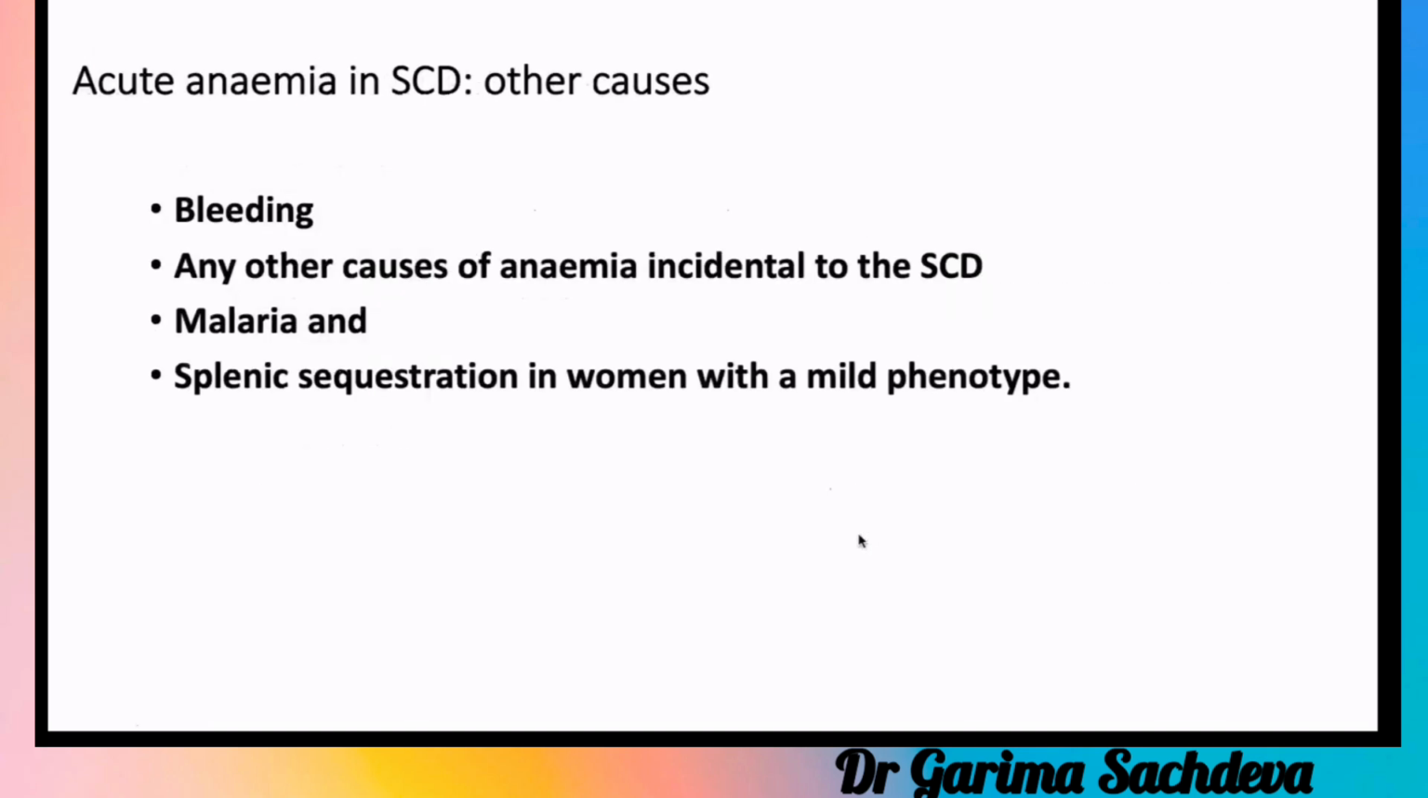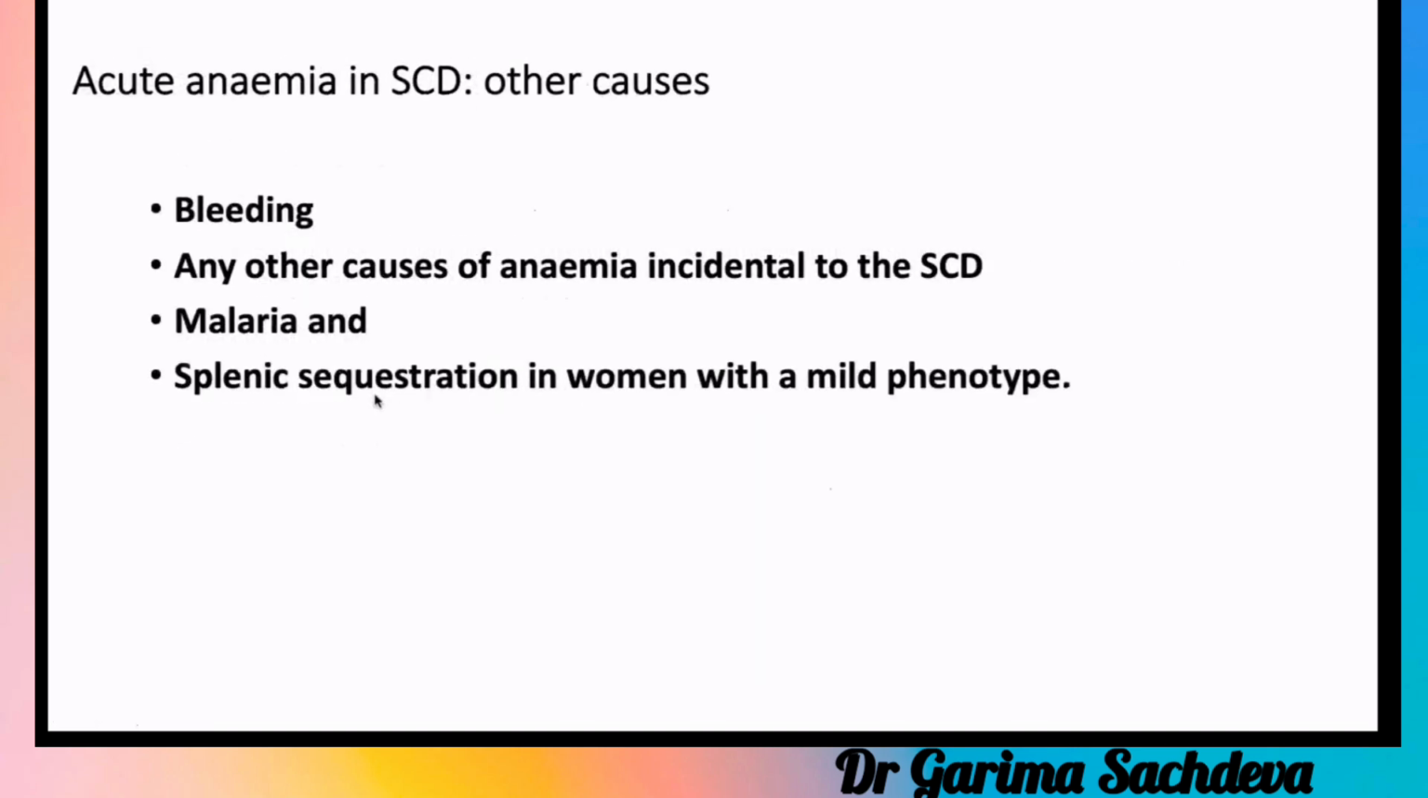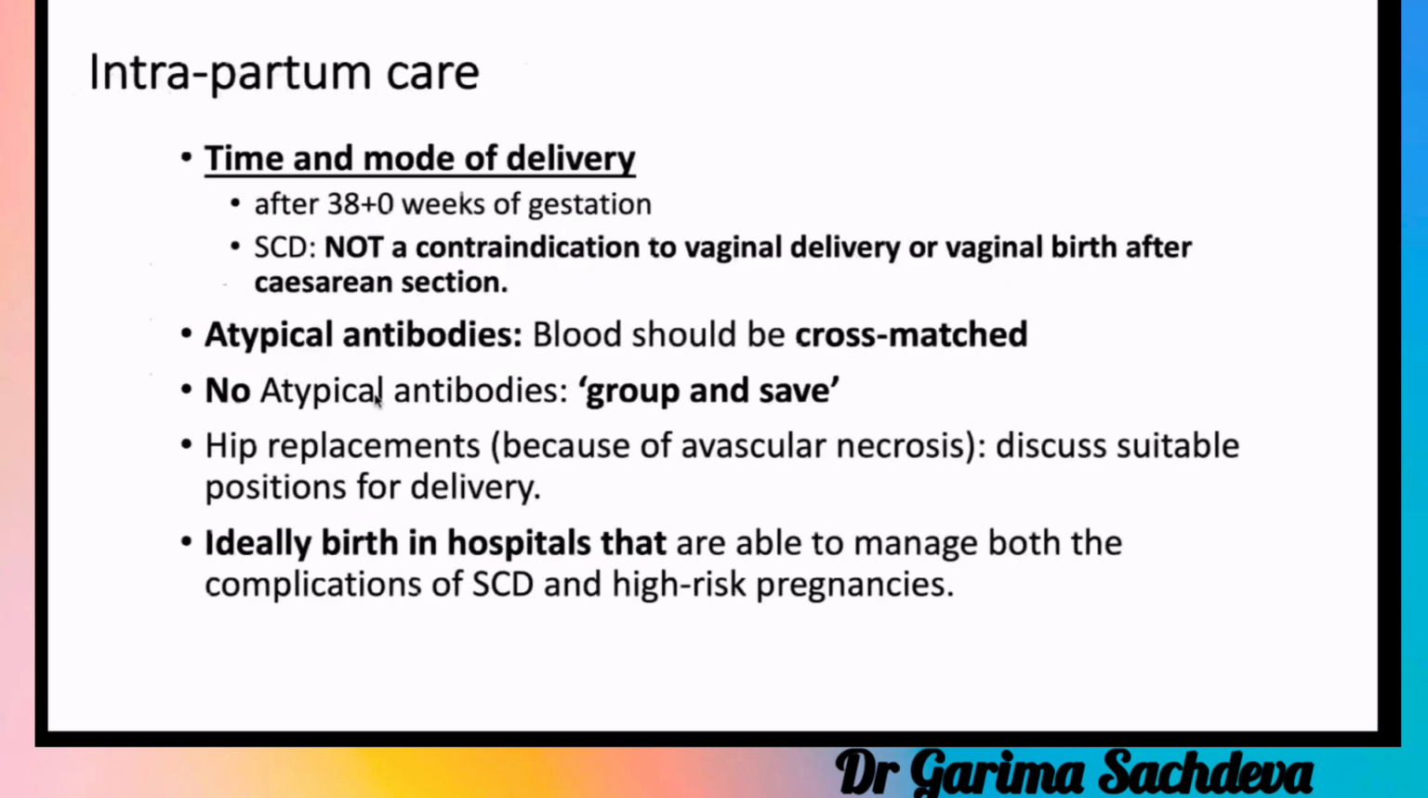Then other causes of acute anemia: if there is bleeding or any other cause of anemia incidental to sickle cell disease, or if there is incidental malaria or splenic sequestration in women with a mild phenotype. Then this was about antenatal care.